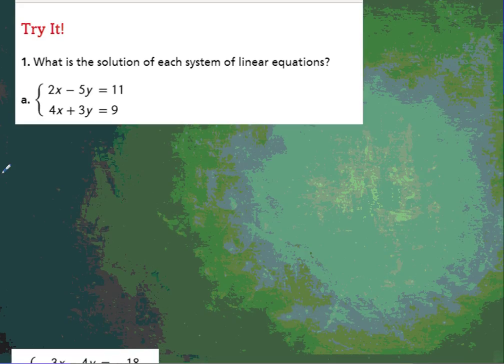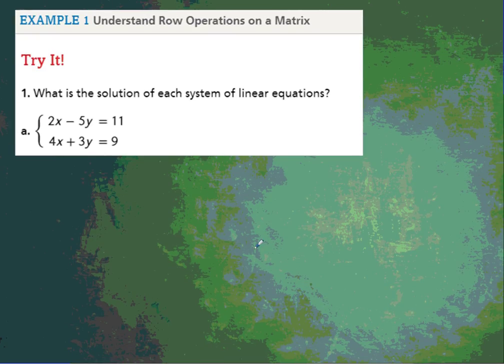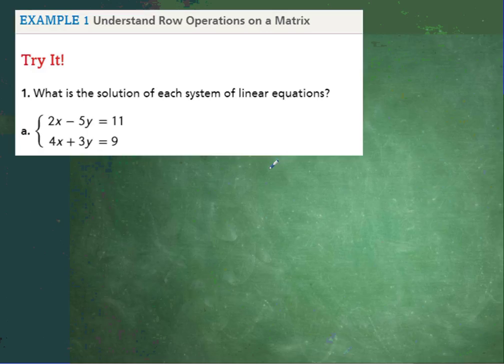What is the solution of each system of linear equations? Now, you can try to do this. Let's just treat this as kind of like a review for us right now. I'm going to multiply this top equation by 2 to make my x's match. And I'm going to get 4x minus, sorry, I didn't do that right, 4x minus 10y equals 22. Remember, I was very careless there, and you have to be very careful to make sure you multiply everything by 2. And then I have 4x plus 3y equals 9.